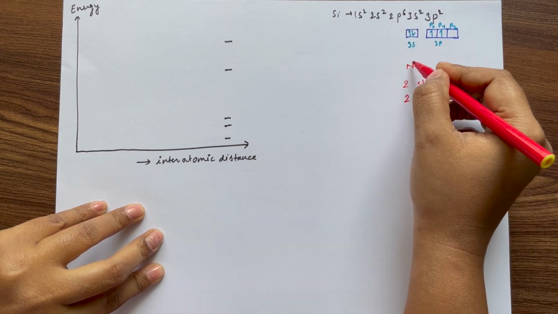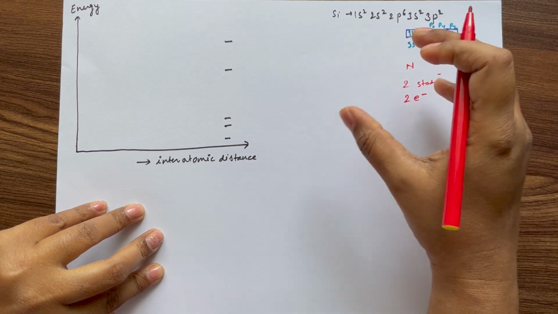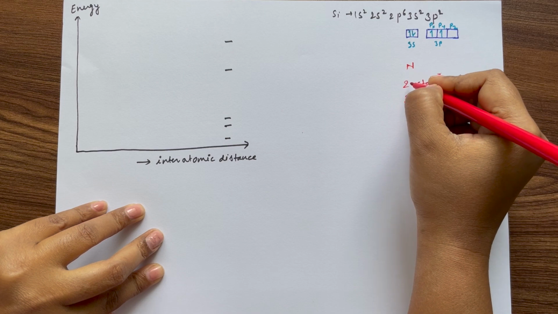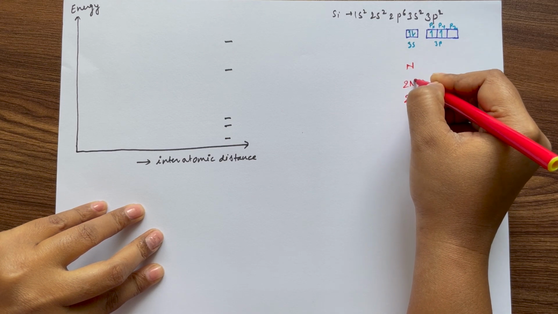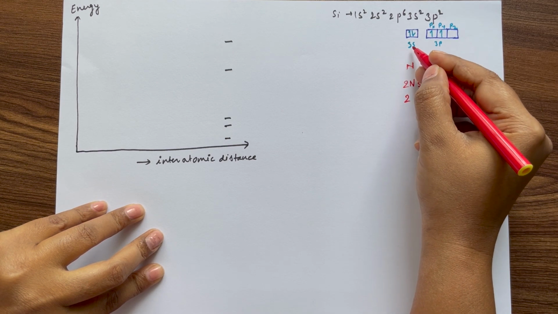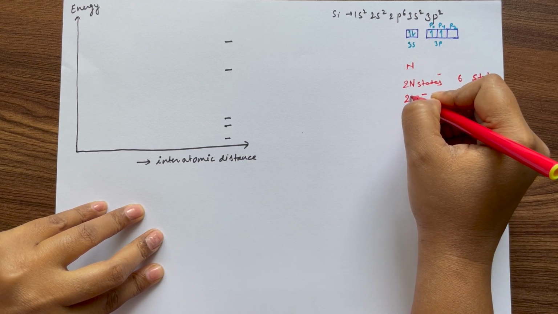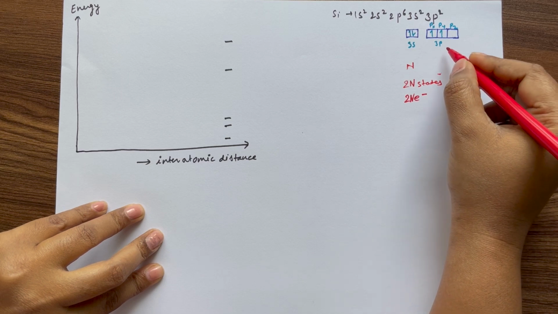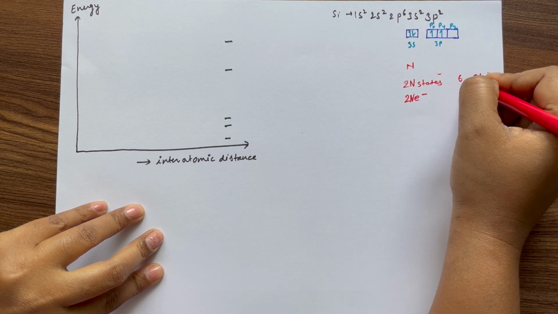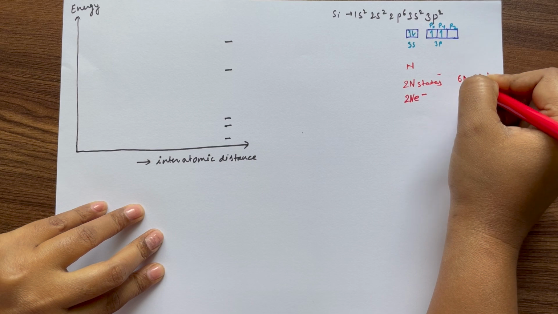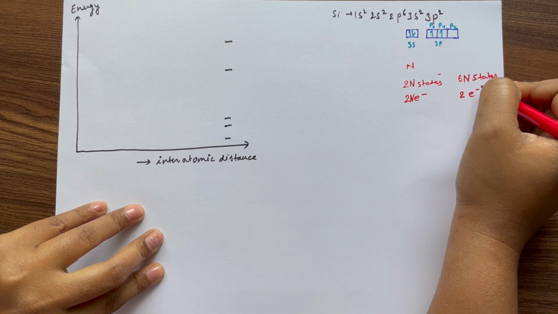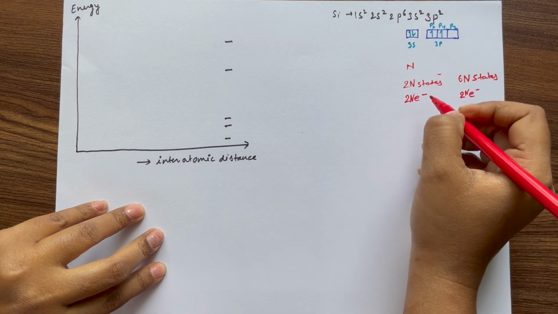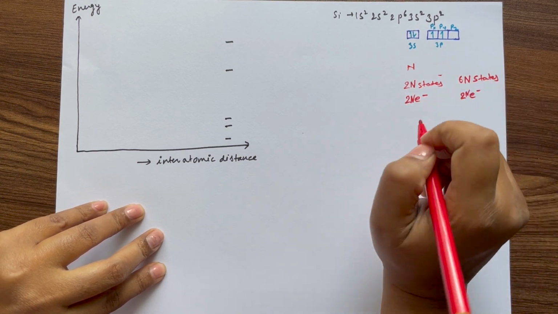If such n silicon atoms come close to each other, then what will happen? There will be total 2n states available in 3s orbital and 2n electrons are filled. Similarly, in 3p orbital there will be 6n states available and 2n electrons filled. This is for n number of atoms.